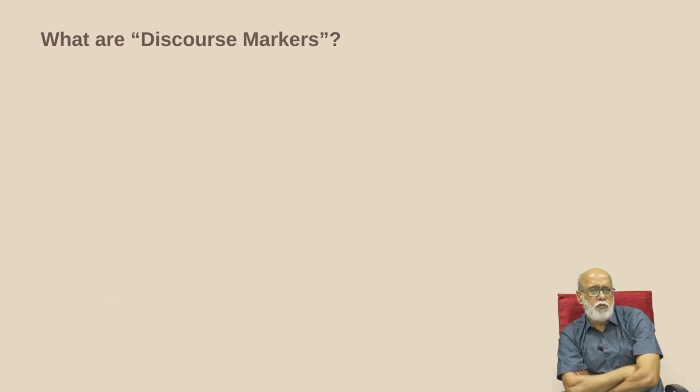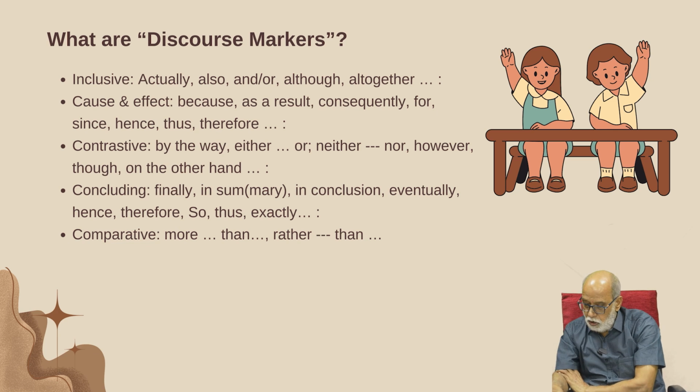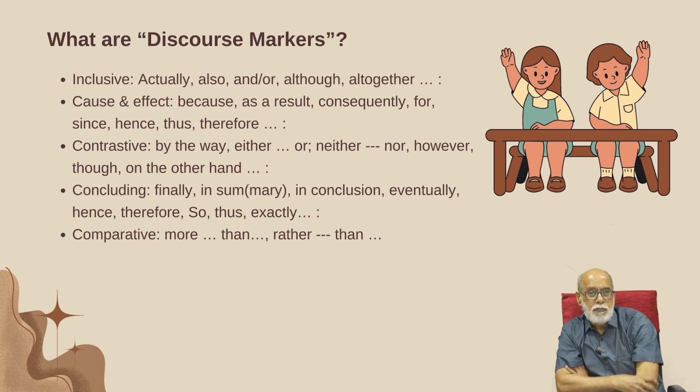Sometimes some people also call these connectors between sentences discourse markers. When you have a conversation between two people, or two, three, four, five sentences together, that is also called discourse. It only means above sentence level. So what connects these sentences? Words like actually, also, and, or connect those sentences.